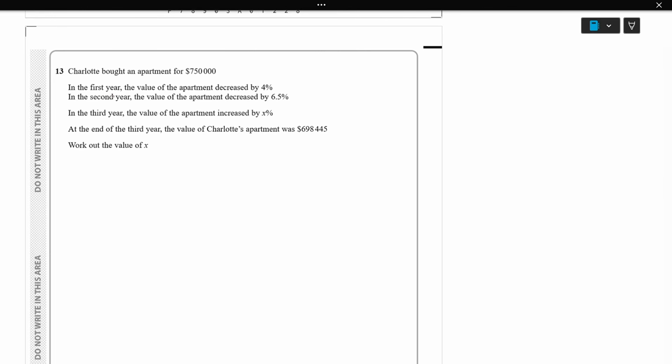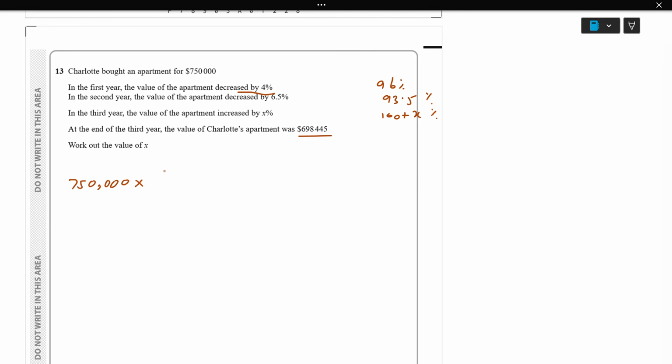A child bought an apartment for about 750 thousand. In the first year the value decreased by 4%, so the worth is only 96%. In the second year it decreased by 6.4, so 100 minus 6.4 is 93.5. In the third year the value increased, so increased means 100 plus x percentage. Increased goes above 100, decrease we have to subtract from 100. So at the end of the third year the value of the child's apartment was this.